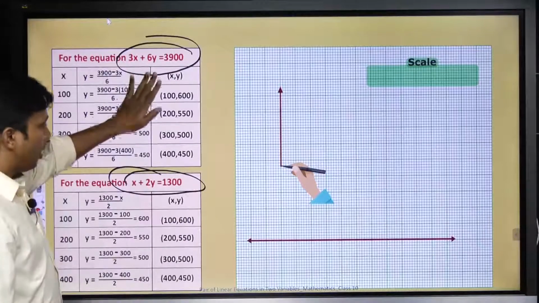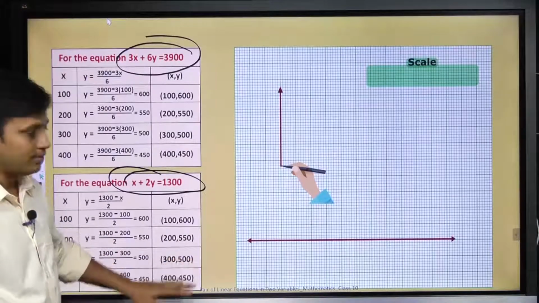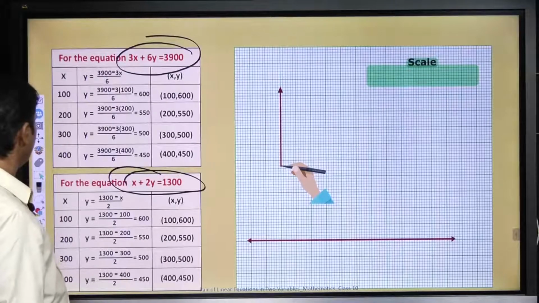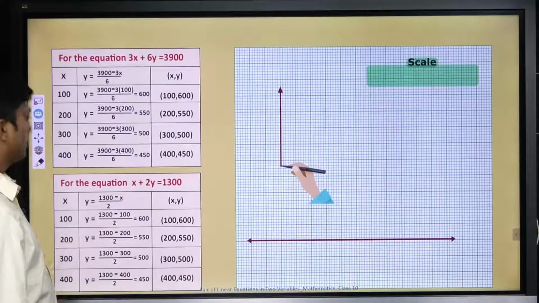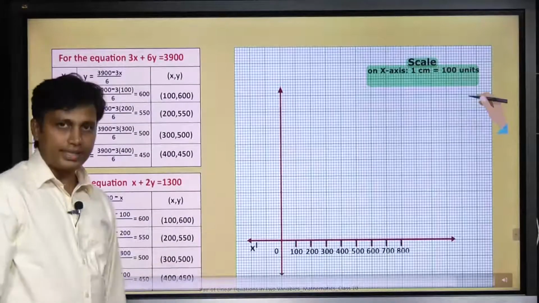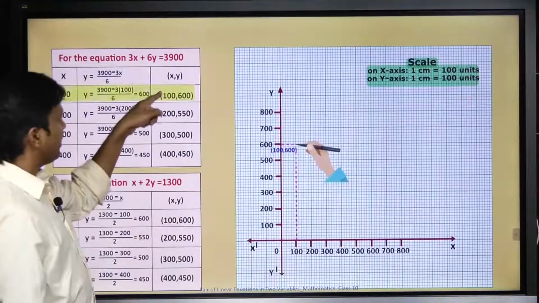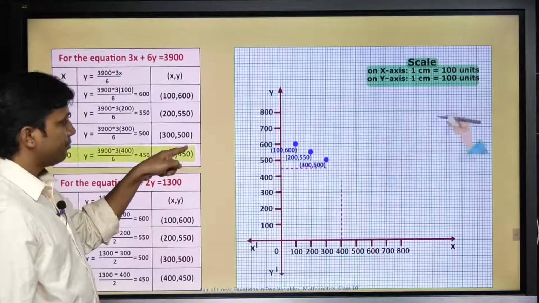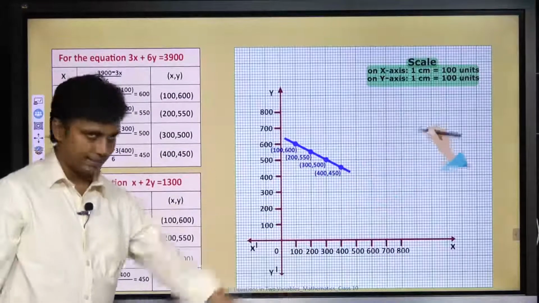So after obtaining the ordered pairs, what do we have to do? Again, we need to plot them on the graph. Let us do it. See, these are the coordinate axes. Now we are plotting the ordered pairs of the first equation. So we plotted these 4 ordered pairs. Now we join the line.